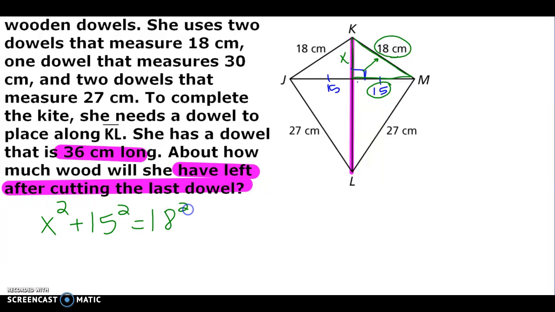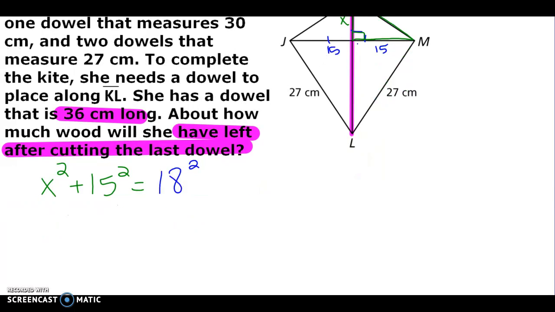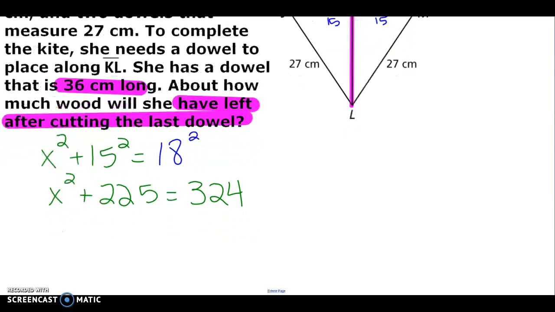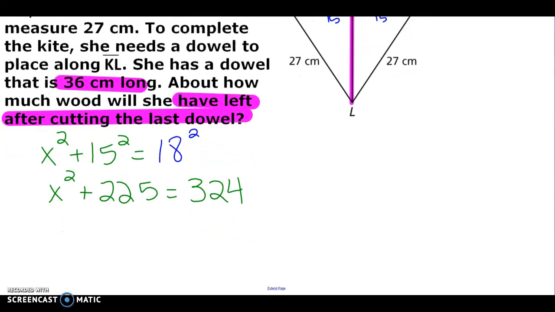Okay, I'll let you work that one out. Tatum, give me my first step. Square 15. I would square 15. 18 squared is 324. So what did you say about this? Rachel, give me the next step. Use your subtraction. So x squared is 99.